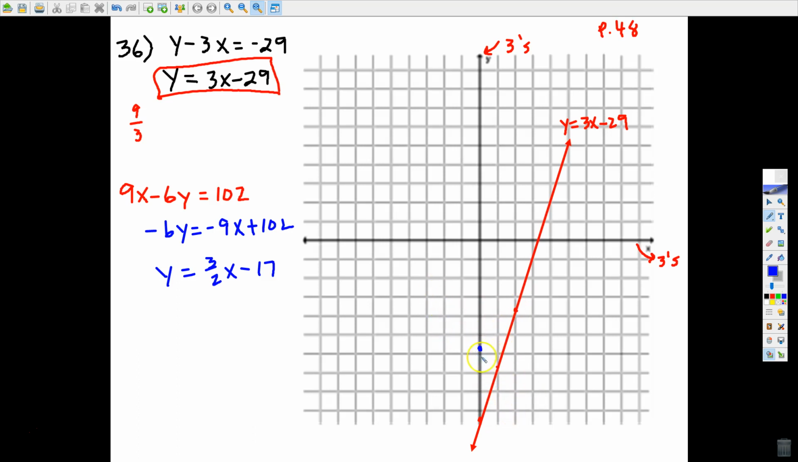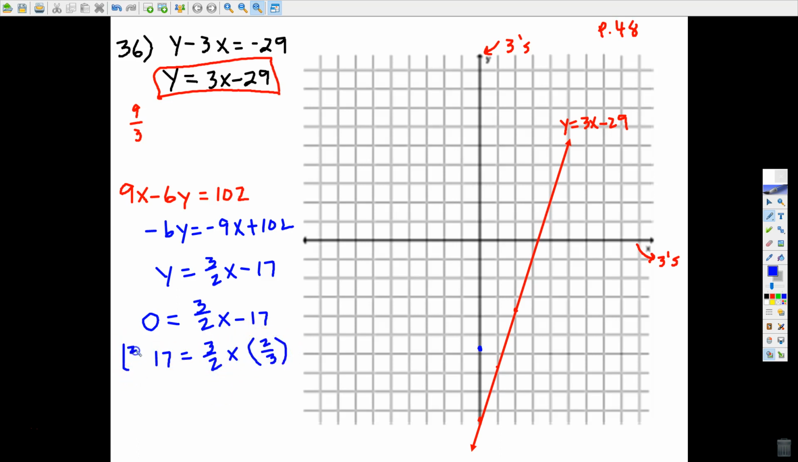Now this time, instead of counting slope, I'm going to do it a little differently. I'm going to find the x-intercept like I did in class. That just means let y be 0 and solve for x. Sometimes this is useful. Okay, just another way of doing it.